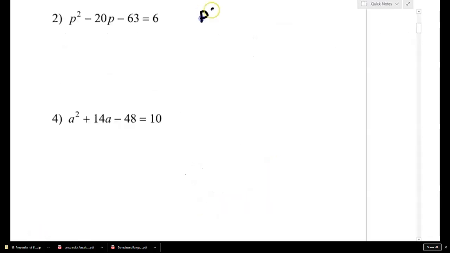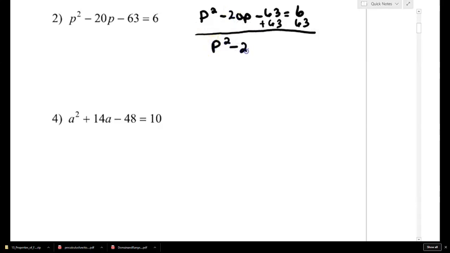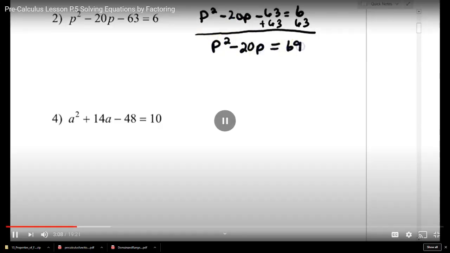So we have p squared minus 20p minus 63 is equal to 6. And we're going to solve this by completing the square. I do want initially my variables on the left side, so I'm going to add 63 to both sides. And I'll erase this so it won't get in the way. So we have p squared minus 20p is equal to 69.